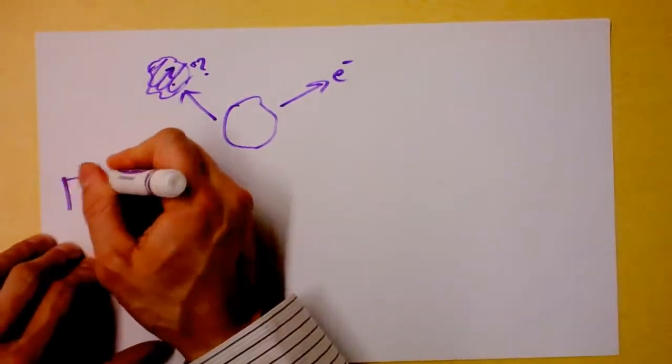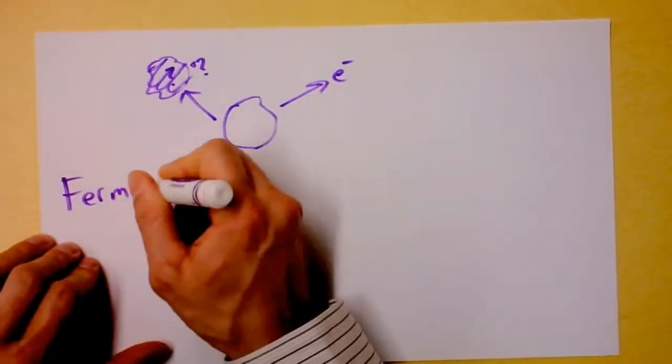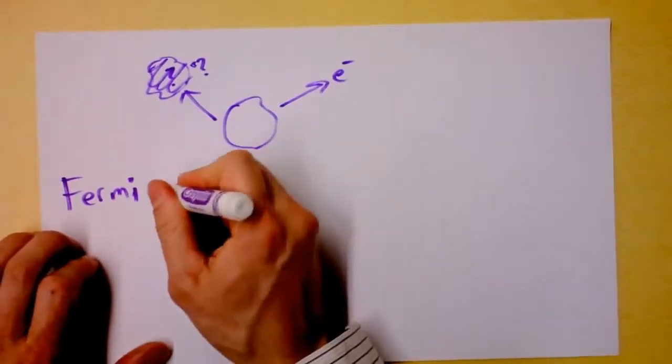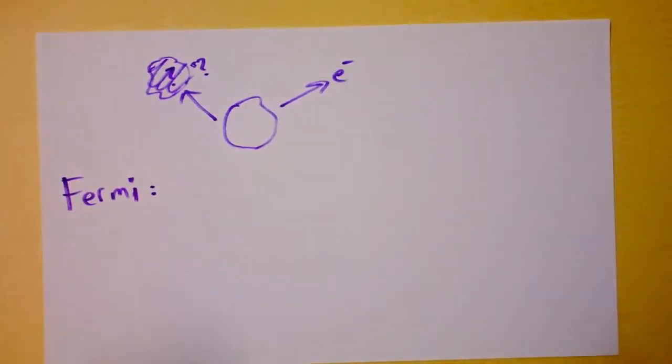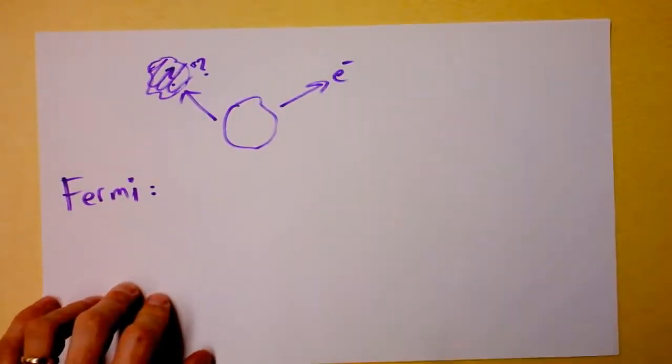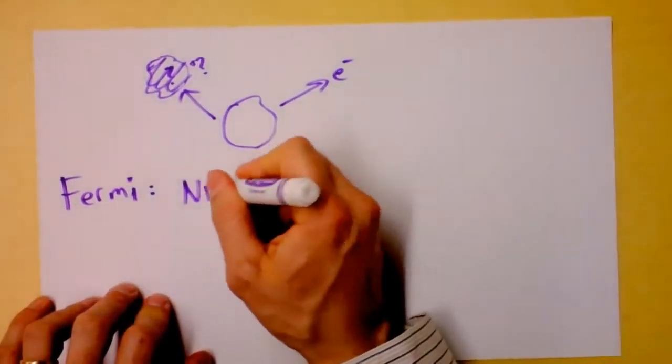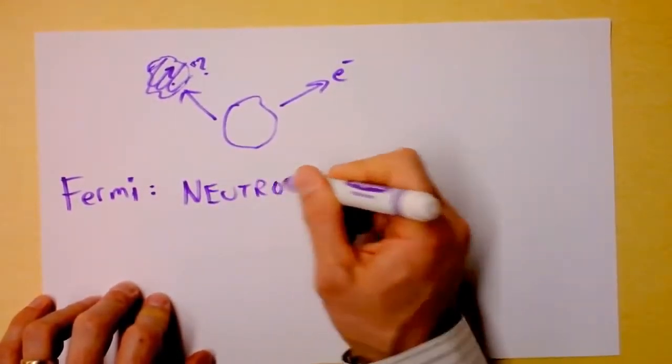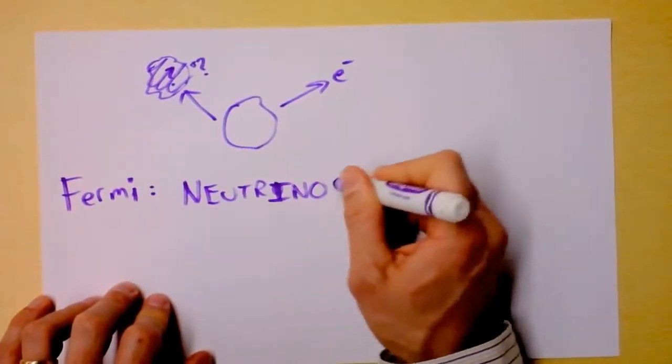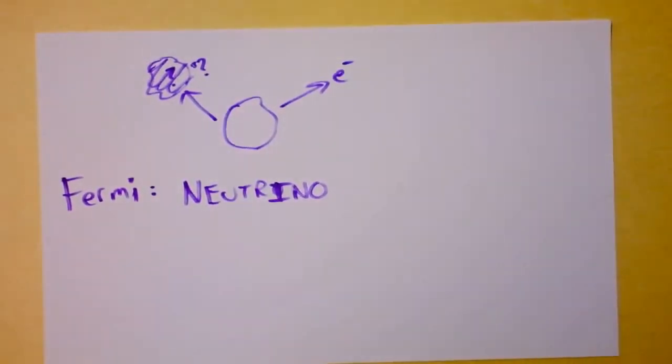And Fermi was reading what Wolfgang Pauli said, and Fermi, being Italian, said, hey, I've got just the word for it. In Italian, we like to call things that are small and neutral neutrinos, because neutrino means small neutral thing in Italian. So, okay, the neutrino was born by this observation right here.